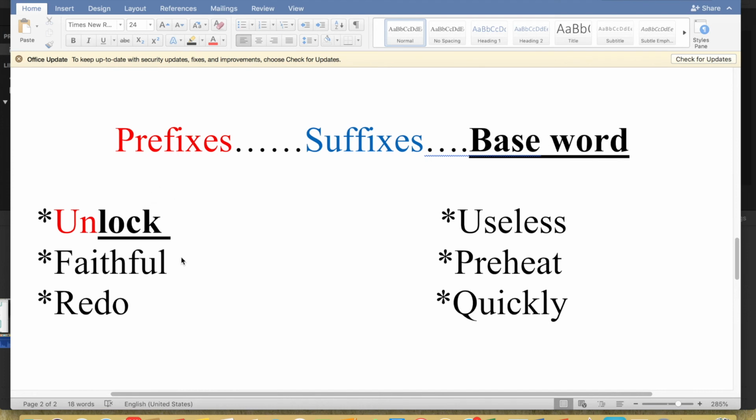So for example, I did the first one for you. So this one is unlock. Lock would be our base word, that's why I bolded it and underlined it, and un would be our prefix, because it came before the word lock. If this un was after the word lock, then it would be a suffix. So look at these next 5 and see if you can figure those out. I'll give you just a couple minutes, few seconds.